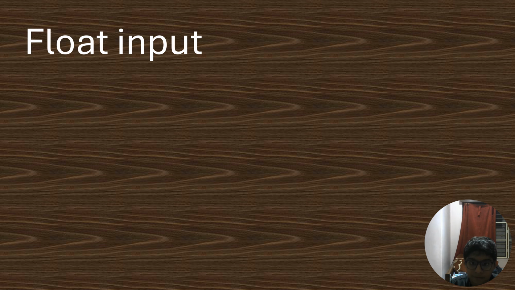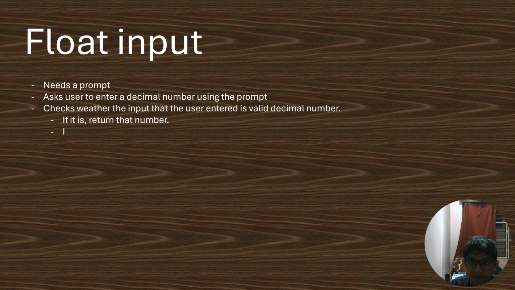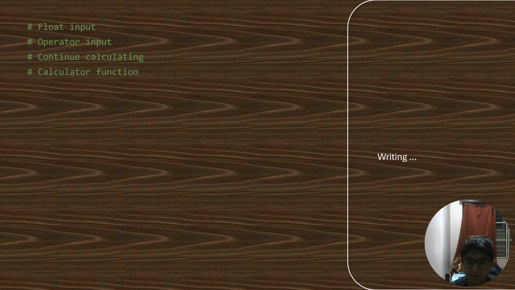Okay, it needs a prompt that asks the user to enter a decimal and verify if it is one. If the user doesn't enter one, you have to repeat the cycle. So let's keep going. Now it's time to implement it. Now that it's written out, let's implement it.